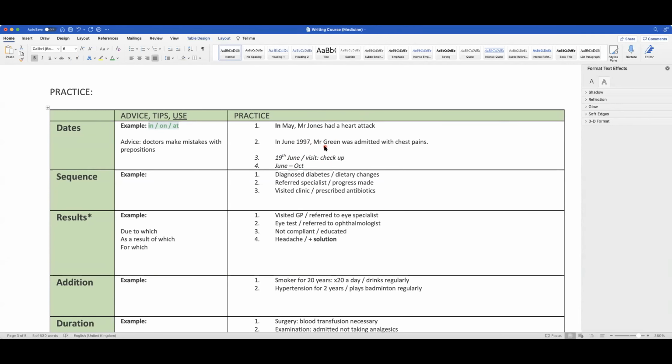Can we write on 19th of June? On the 19th, yes, on 19th of June. So we can add "of", right? Well, this is the thing. We say it, but we don't write it in the letter. Oh, okay. So that's a very good point. I'll show you in a minute. For some reason, we don't write what we say.